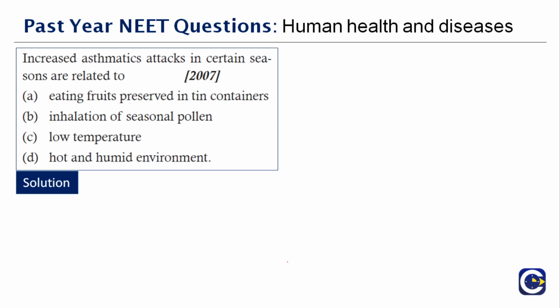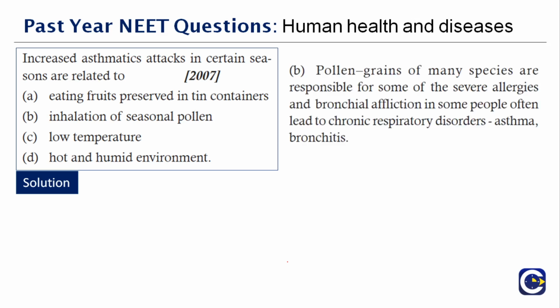Certain seasons will have certain flowers which are not suitable for a person who has asthma. So when you inhale those pollen grains, they are responsible for severe allergies and cause bronchial irritation in some people, often leading to a chronic respiratory disorder called asthma or bronchitis. Therefore, the right answer to this question is option B.